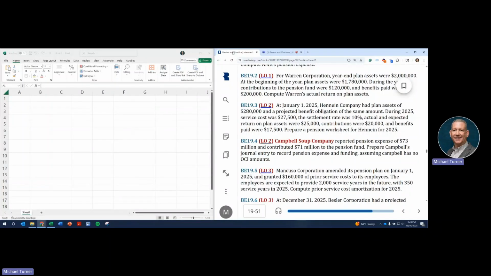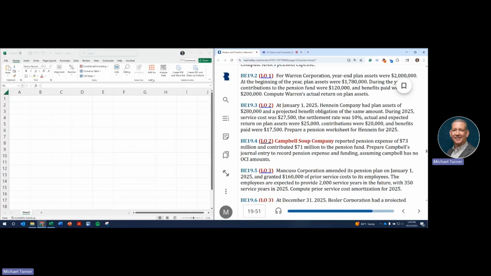Brief exercise 19.3. On January 1st, 2025, High Need Company had plan assets of $280,000 and a projected benefit obligation of the same amount. During 2025, service cost was $27,500. The settlement rate was 10%. Actual and expected return on plan assets were $25,000. Contributions were $20,000, and benefits paid were $17,500. So we're asked to prepare a pension worksheet for High Need for 2025.